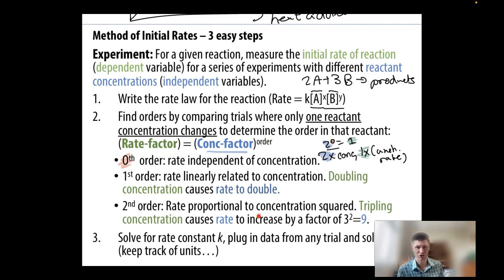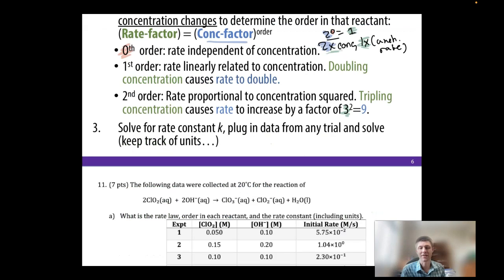Second order is this very strong relationship where the rate depends on concentration squared. So in that case, say tripling the concentration would cause the rate to increase by a factor of 3 squared, which is 9. So that's that very strong relationship in the case of, because I've got my colors backwards here, but tripling concentration, that's this 3x there. Okay, then in the last step, we'll solve for the rate constant k.